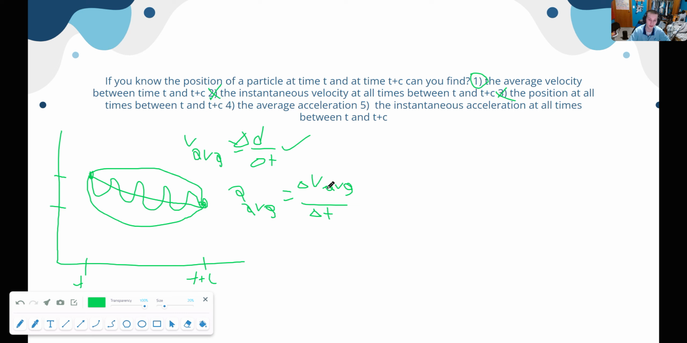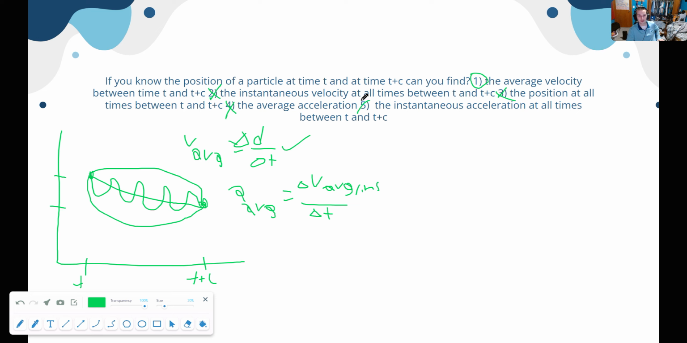So it's either average or instantaneous, but we don't know anything about the velocity at this moment. It could be at rest. It could be moving. I don't know. So you cannot actually find the average acceleration because you do not know anything about the velocity at those particular points.